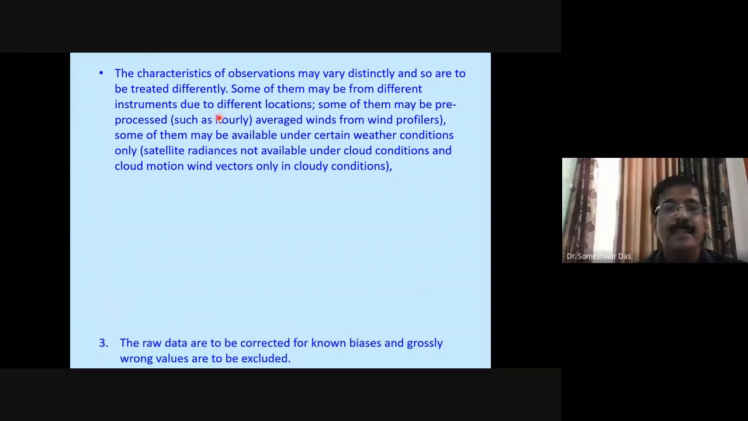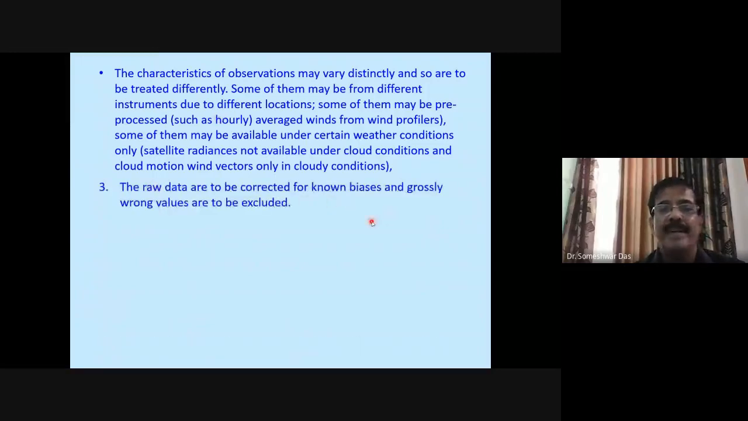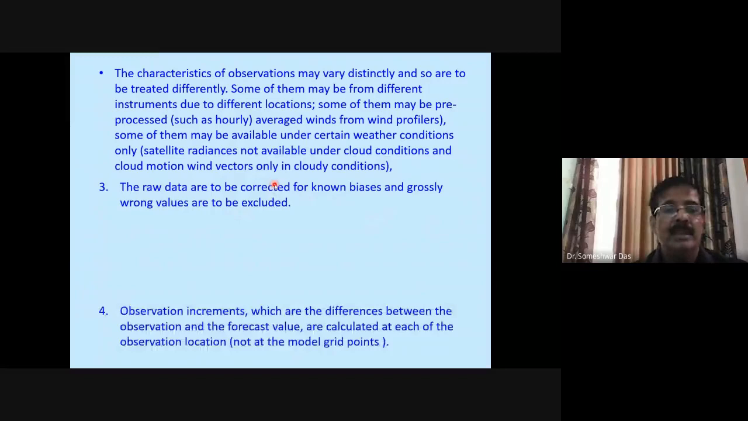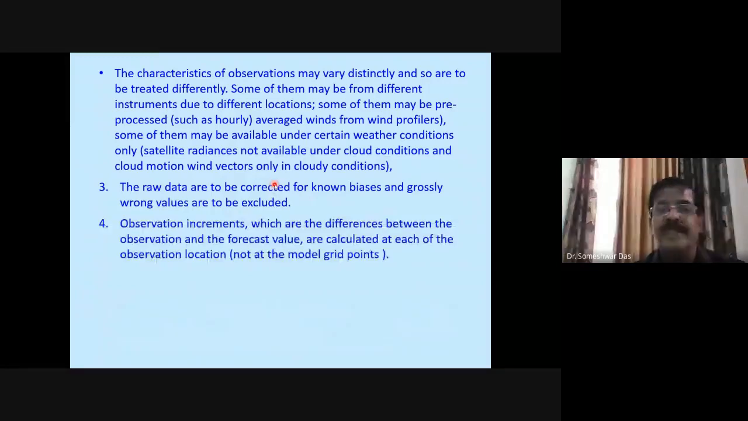The raw data are to be corrected for known biases, and grossly wrong values are to be excluded. Observation increments, which are the differences between the observation and the forecast value, are calculated at each of the observation locations, not at the model grid point. Yesterday we talked about that, right? The observational error, the forecast error, the analysis error, in the optimum interpolation technique, right?